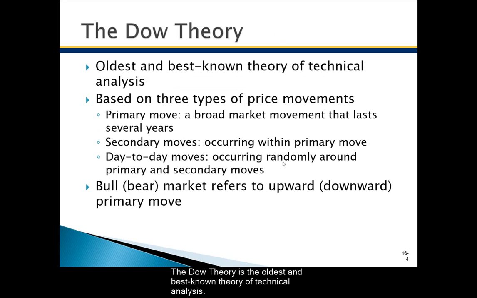The Dow theory is the oldest and the best known theory of technical analysis. It defines three types of stock price movements: primary move, secondary moves, and day-to-day moves.